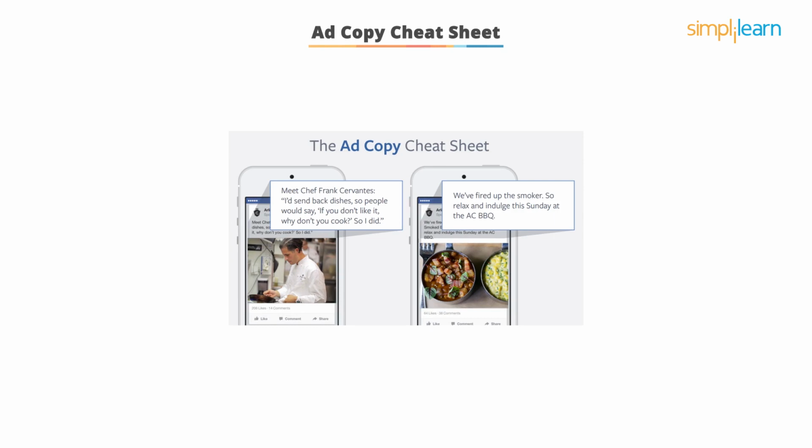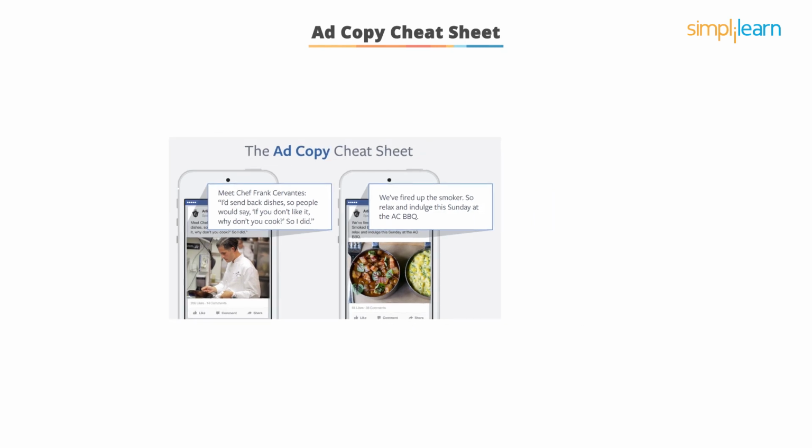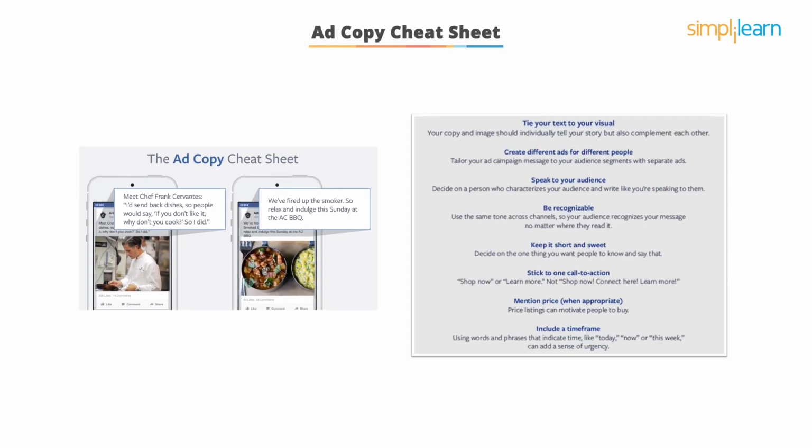Facebook also created an ad copy cheat sheet. To highlight a few of them: tie your text to the visual. Speak to your audience. Keep it short. Mention price when relevant and include a time frame when relevant.